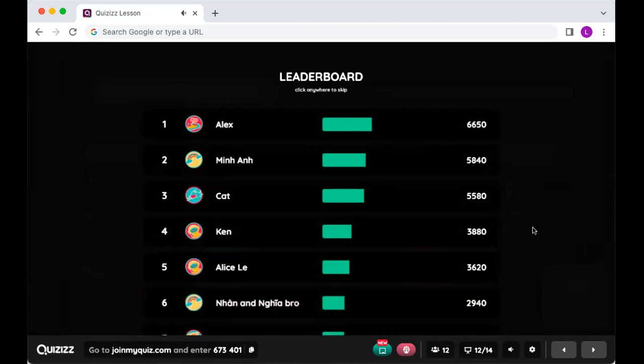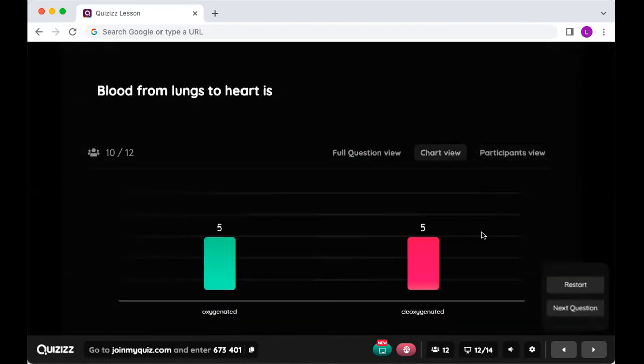All right, let's carry on. The correct answer is oxygenated, because when we breathe in, the oxygen goes to the lung, from the lung to the blood vessel, and the blood is rich in oxygen. So therefore, blood from lung to heart is oxygenated.